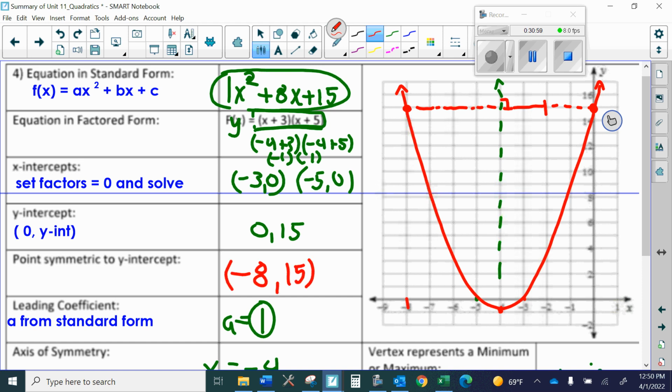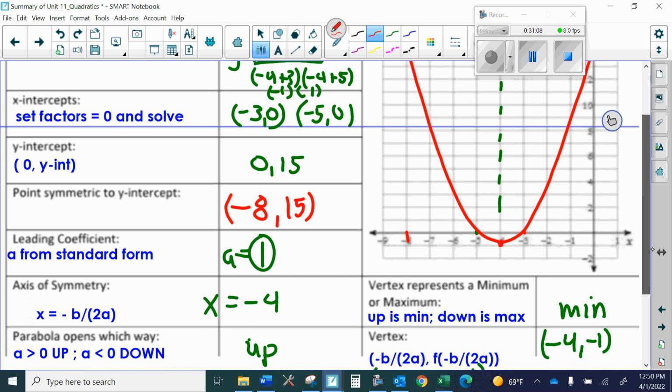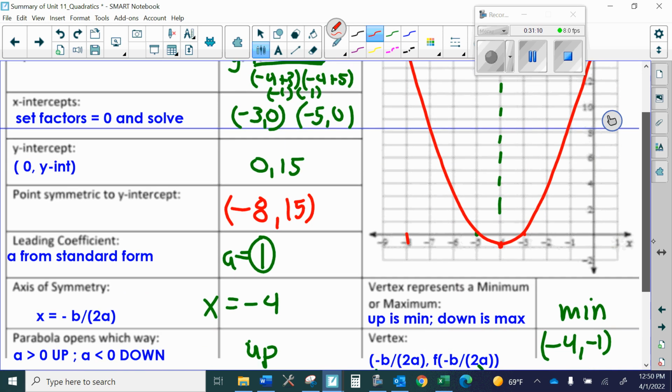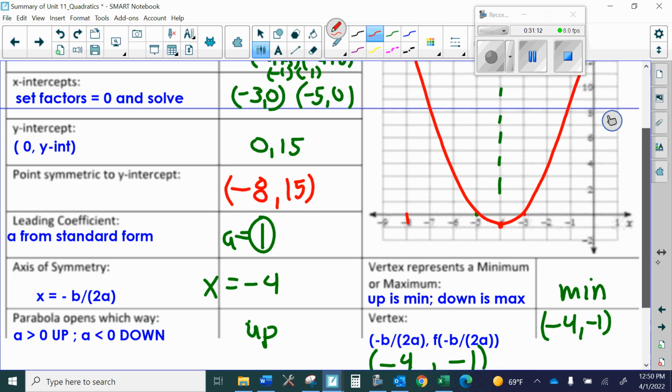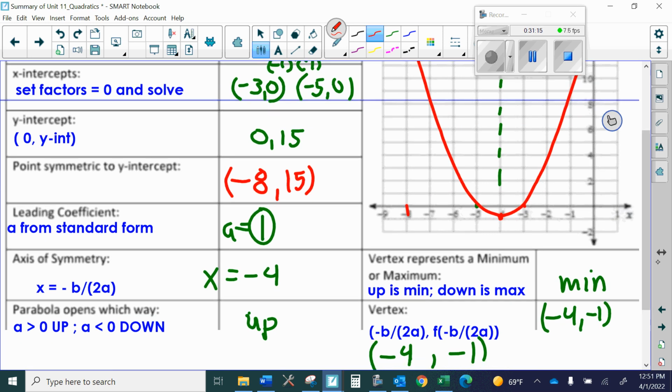Okay. Now, does that make sense? Is the x-coordinate of the line of symmetry halfway between the 0 and the -8? Yes, it is. Halfway between 0 and -8 is -4. So that makes sense. I've got that point plotted correctly. So that's another way you can check that you didn't miscount. Remember, this axis of symmetry is halfway in between the y-intercept and the point symmetric to it. Same distance away, 4 away. All right.